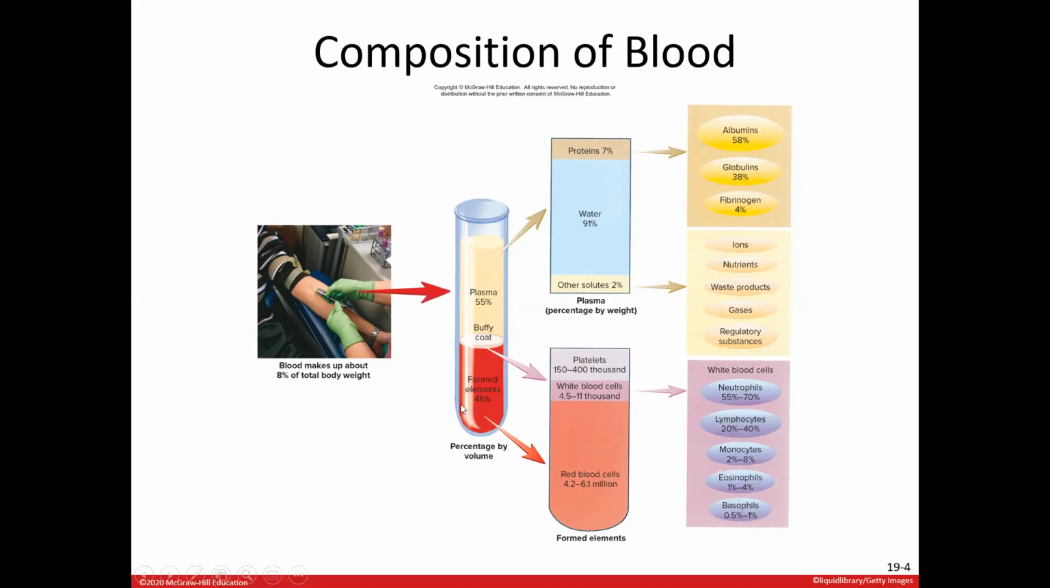And then for your formed elements, that's the actual living component of the blood, you have a couple different cell types. You have your red blood cells, which make up the majority. You have your white blood cells, and then you have your platelets. And your white blood cells break down into 5 different kinds, but we'll talk about that in a moment.